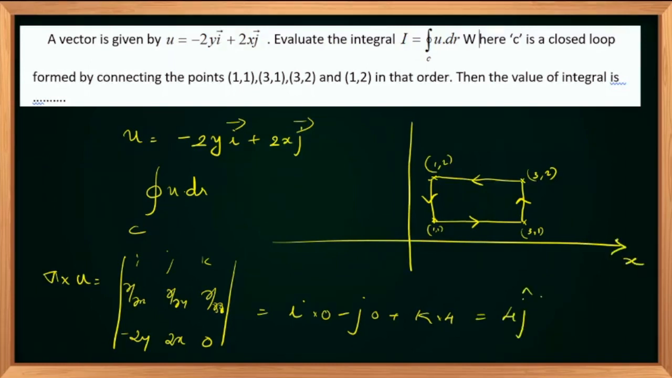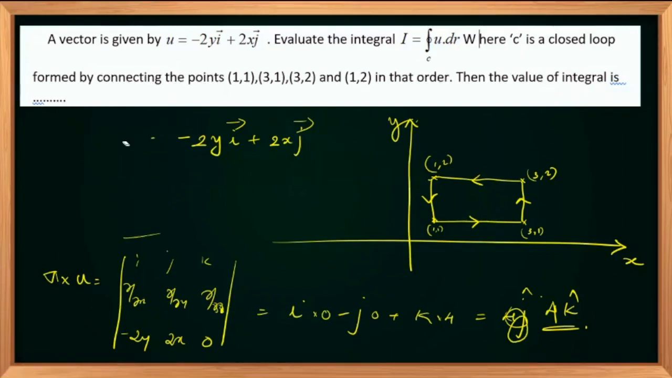Now this is x and this is y. So 4k vector means that will be outside. So 4k vector is del cross u. Whether I have kept any space? No, I have not kept any space for the integration part.